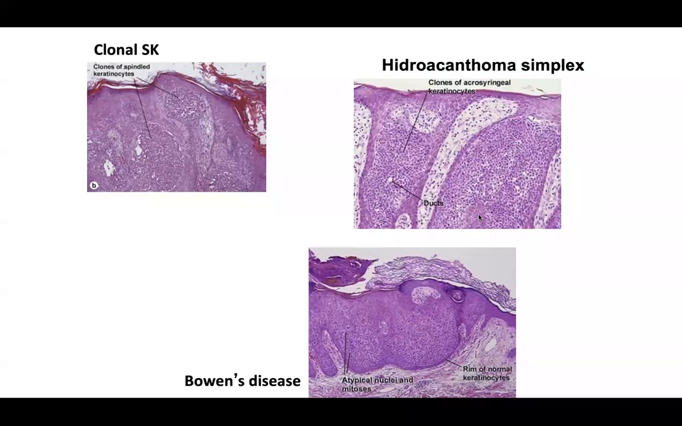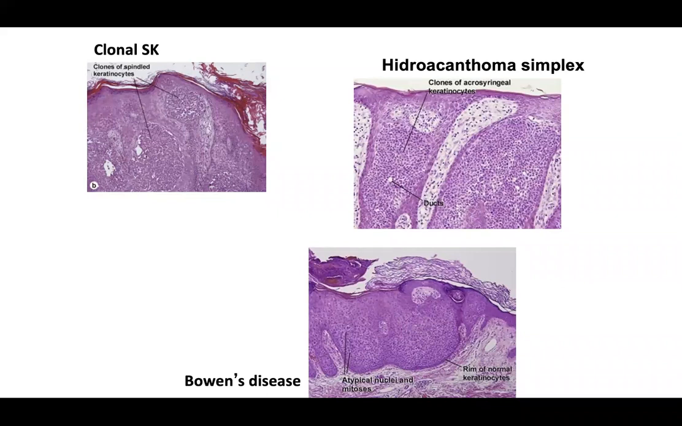In hydroacanthoma simplex, if you spot these cuticle-lined ducts, then it implies that this is a clone of the acropharyngeal keratinocyte. So at the end of the day, you have to be looking very carefully to make sure that you're not missing those ducts, because that's going to be the difference between a hydroacanthoma simplex and a clonal seborrheic keratosis. Now, hydroacanthoma simplex is basically just a superficial poroma.